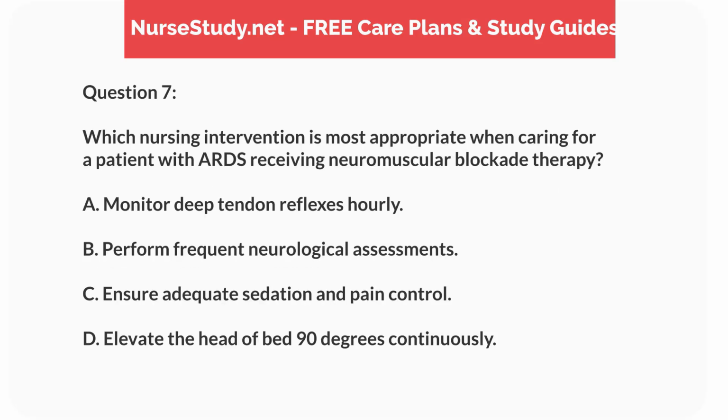Question 7. Which nursing intervention is most appropriate when caring for a patient with ARDS receiving neuromuscular blockade therapy? A. Monitor deep tendon reflexes hourly. B. Perform frequent neurological assessments. C. Ensure adequate sedation and pain control. D. Elevate the head of bed 90 degrees continuously.